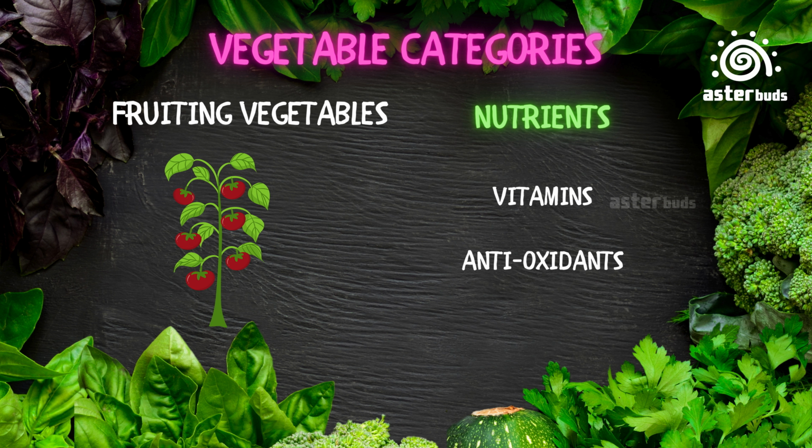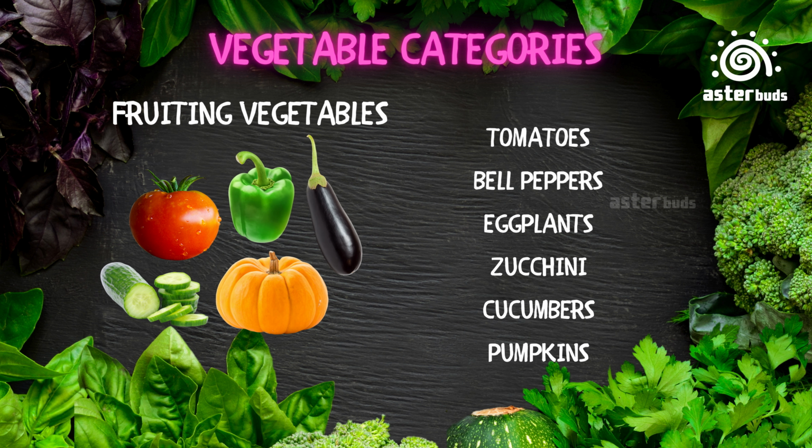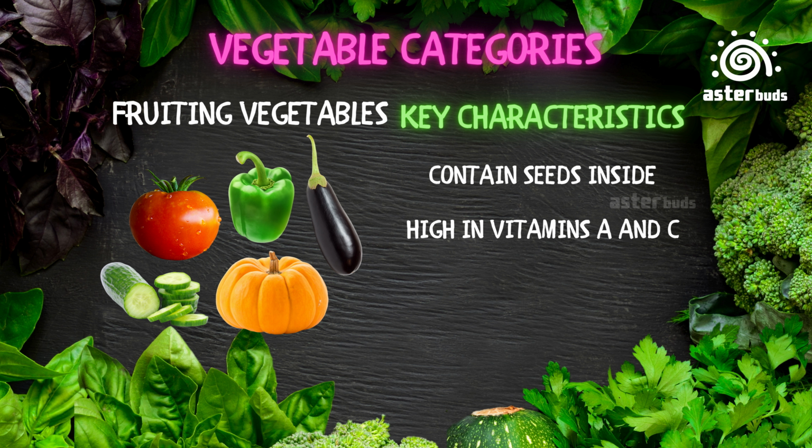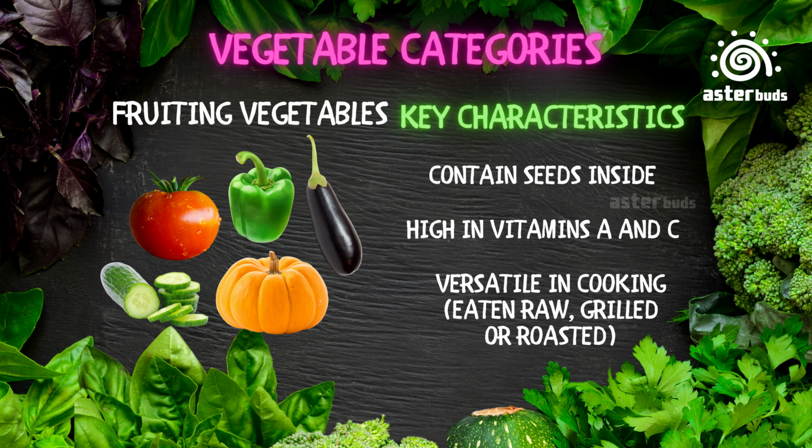Fruiting vegetables. These are vegetables that develop from the flowers of plants and contain seeds. Despite their botanical classification as fruits, they are used as vegetables in cooking. Examples of fruiting vegetables are tomatoes, bell peppers, eggplants, zucchini, cucumbers, pumpkins, etc. Key characteristics: contain seeds inside. High in vitamins A and C. Versatile in cooking, eaten raw, grilled, or roasted.